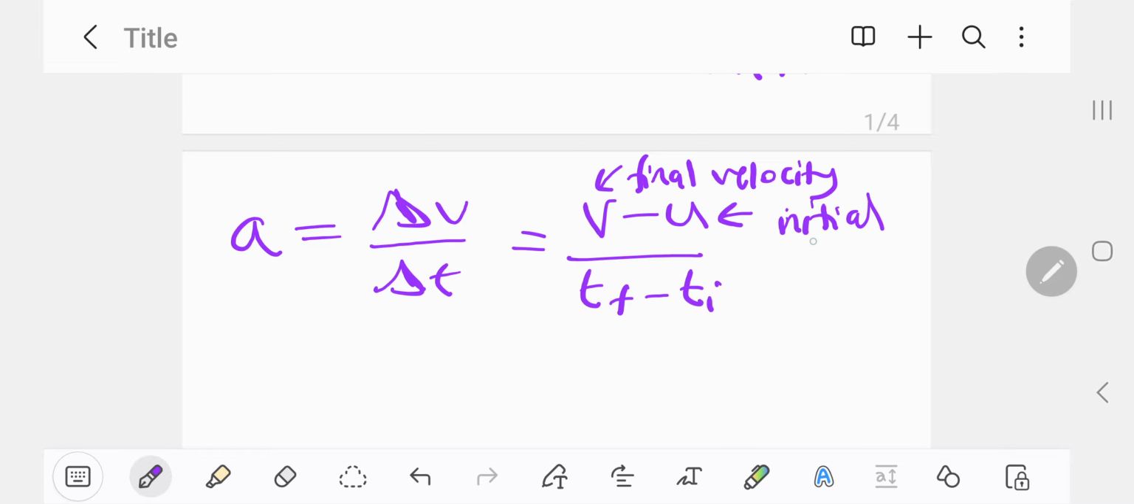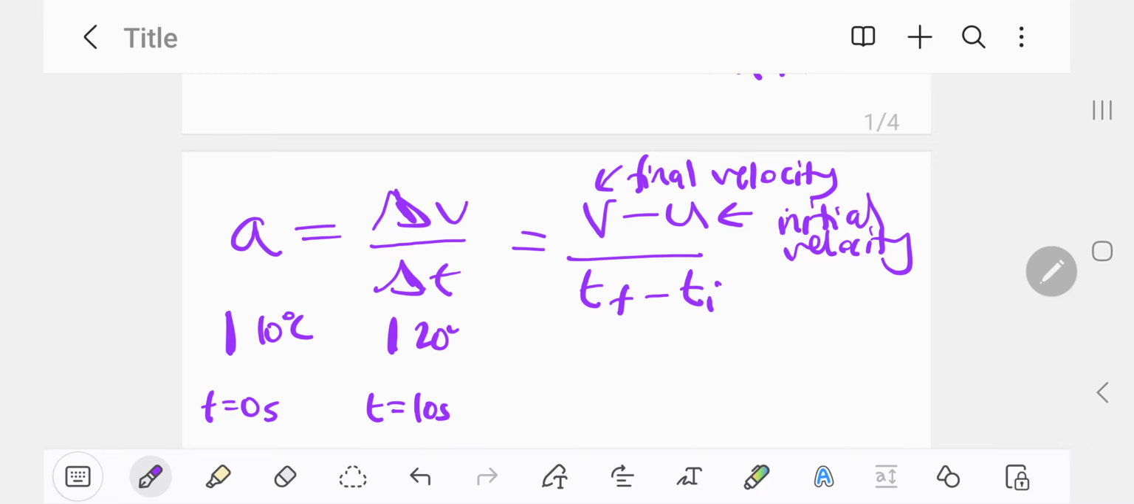Initial velocity. I'll give you a simple analogy. Think of temperature. I have a thermometer here, and at time 0 seconds the temperature is, let's say, 10 degrees Celsius. Let's say I wait for 10 seconds and the temperature goes up to 20 degrees Celsius. What is the change in temperature over time? Let's say delta T over delta lowercase t.